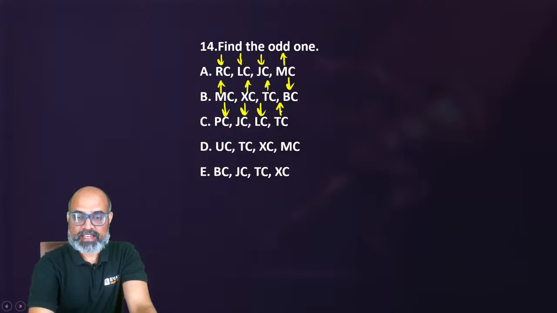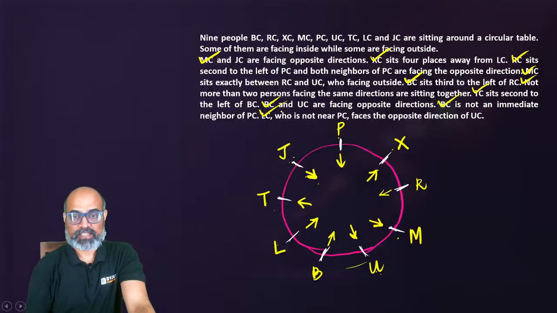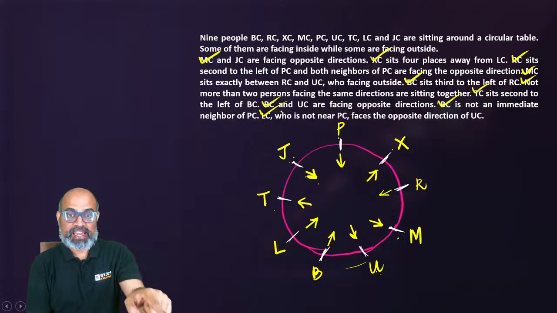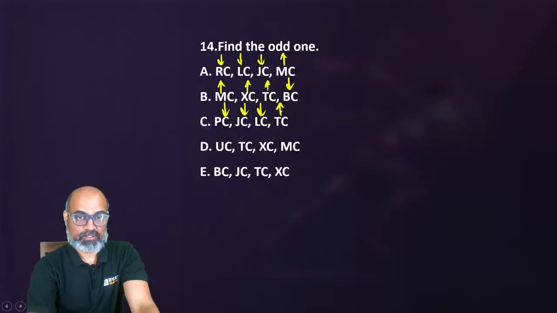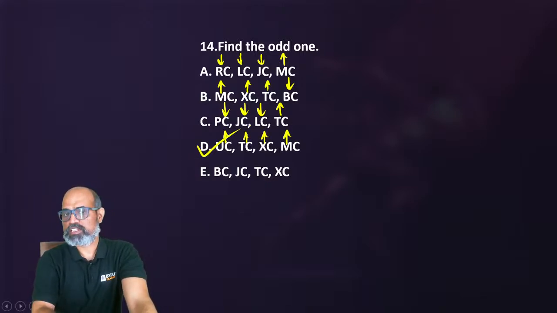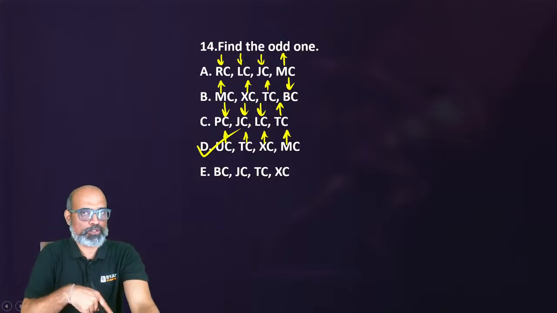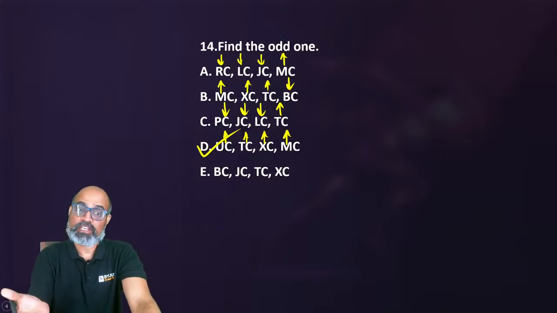U, T, X, M. Now U, T, X, M, all of these 4 people are facing outwards. They all are facing outwards. So most probably so far this one is the odd one out. We are not looking at the position. We are only looking at in which direction they are facing.